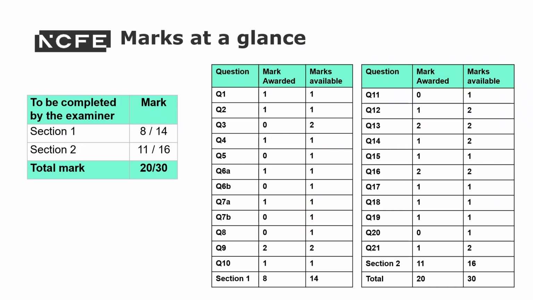So there you can see the marks at a glance. In section 1, they got 8 out of 14, and in section 2, 11 out of 16, with a total of 20 out of 30 marks.